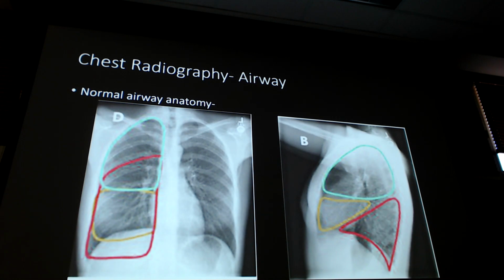So here, if there's a question with a silhouette sign sitting right here, obscuring the right heart border, and I also give you a lateral, and you see the spine sign in the lateral, it is not right middle lobe. It is right lower lobe, because I'm giving you that extra information to confirm that location. So silhouette sign, again, in the absence of a lateral, is when we use that to make our educated guess.